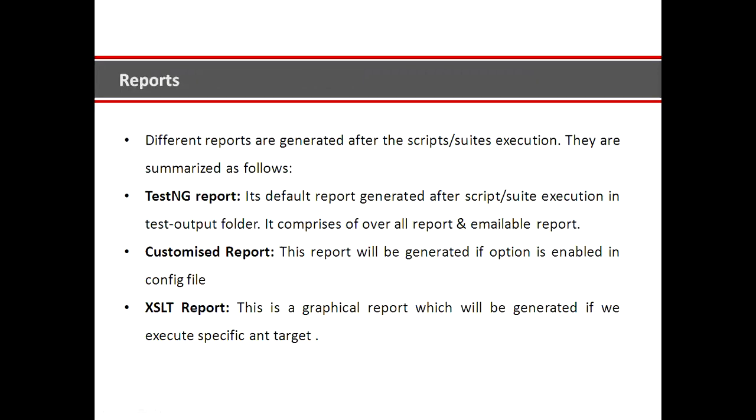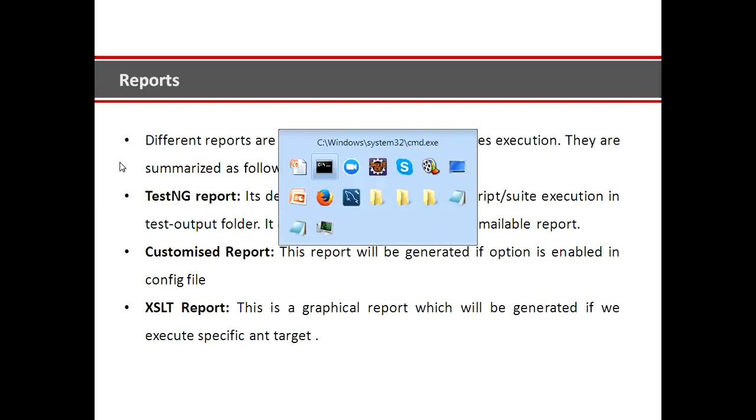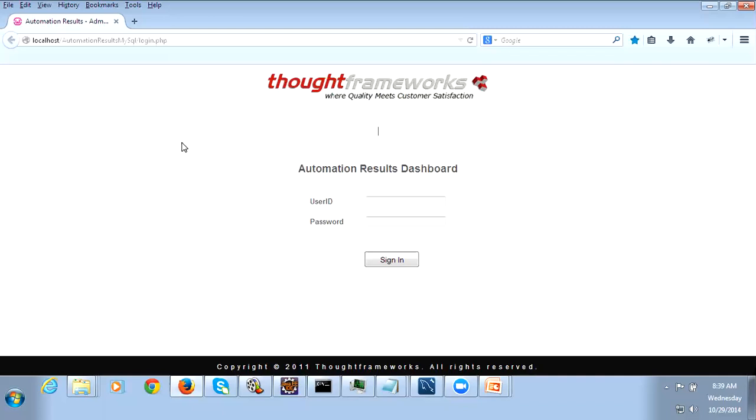So there will be different sets of reports, as I already told. TestNG will be a default report that will be generated along with emailable report, and customized report is a user-defined report which will show the execution status in a tabular format. An XSLT report is used for display of results in a graphical format, and results dashboard is used to view the results at any point of time during test execution. So this is automation results dashboard, wherein if I log in to the dashboard, we can see the results of execution.